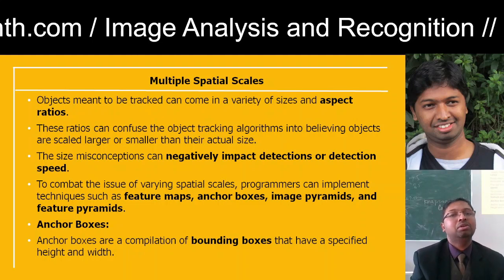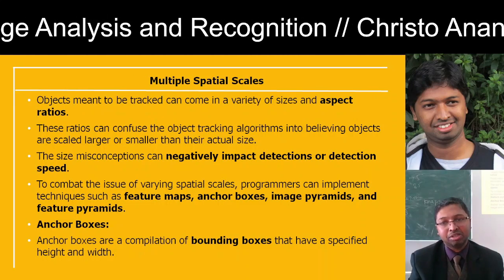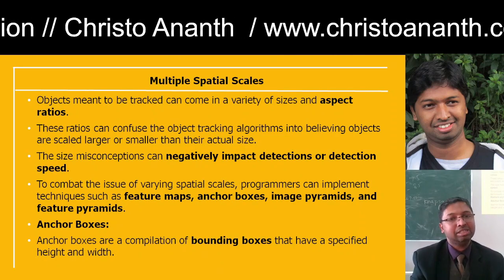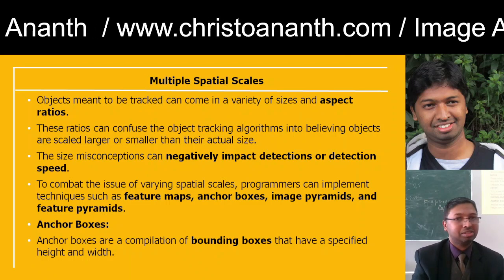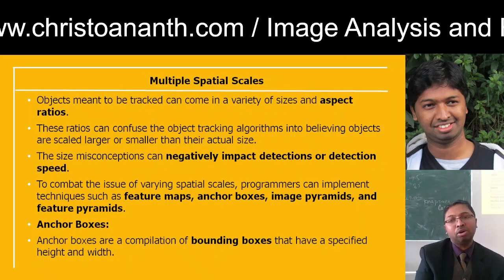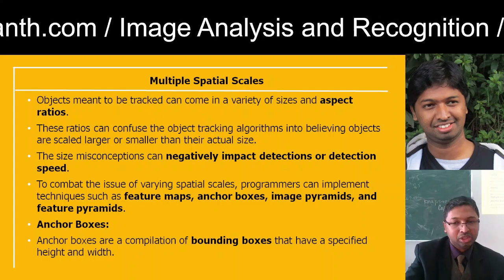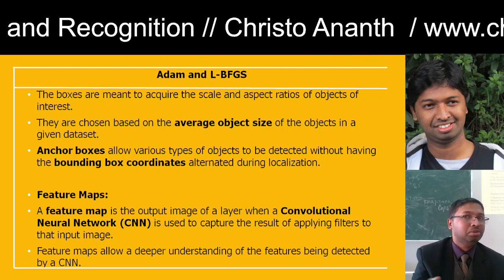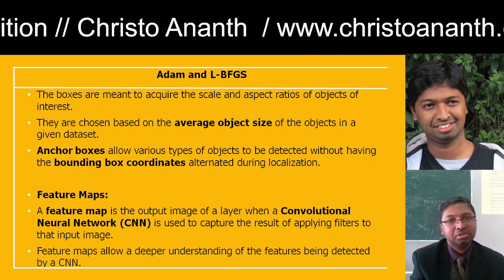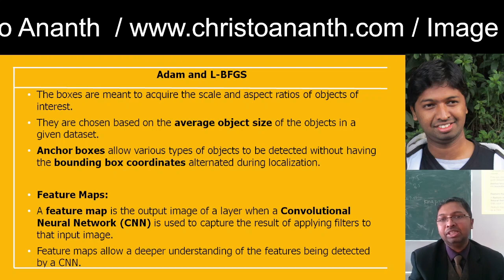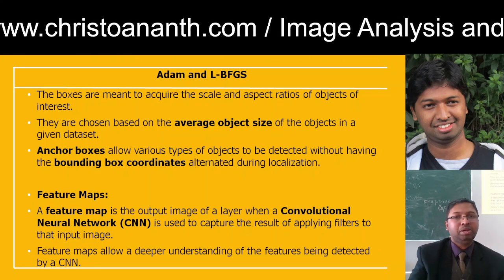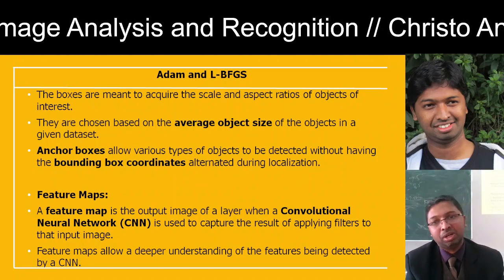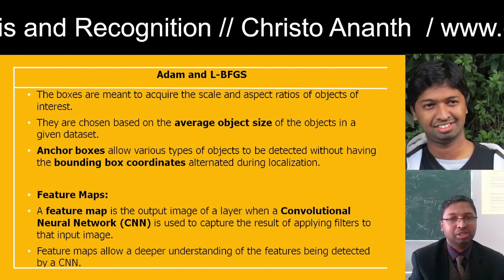Maybe you can use feature maps, anchor boxes, image pyramids, or feature pyramids to actually scale these measures. You can use anchor boxes, which are a compilation of bounding boxes with a definite height and width. These boxes are required to acquire the scale and of course the aspect ratios. Maybe they are based on the average object size of the objects, allowing several types of objects to be detected without the bounding box coordinates. That is generally followed during the localization.